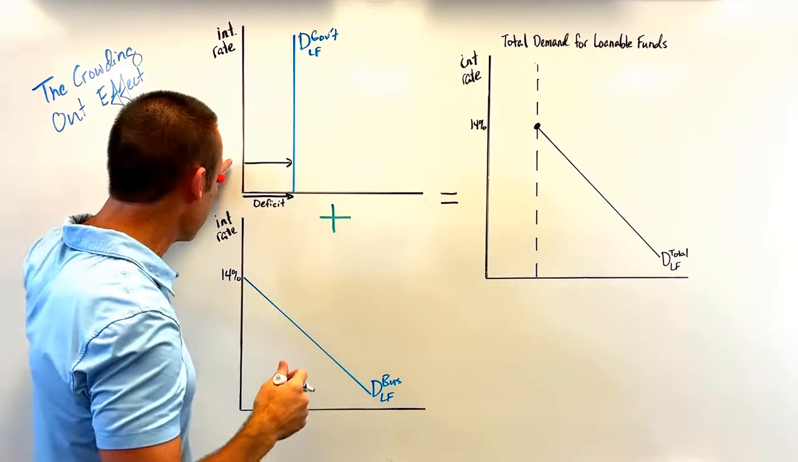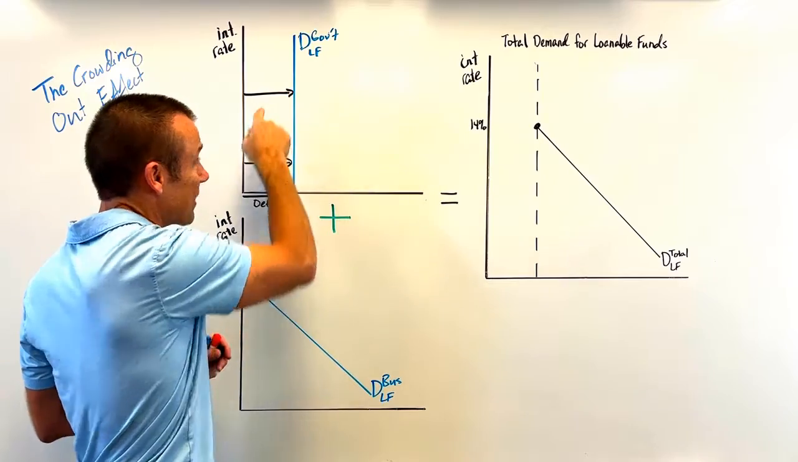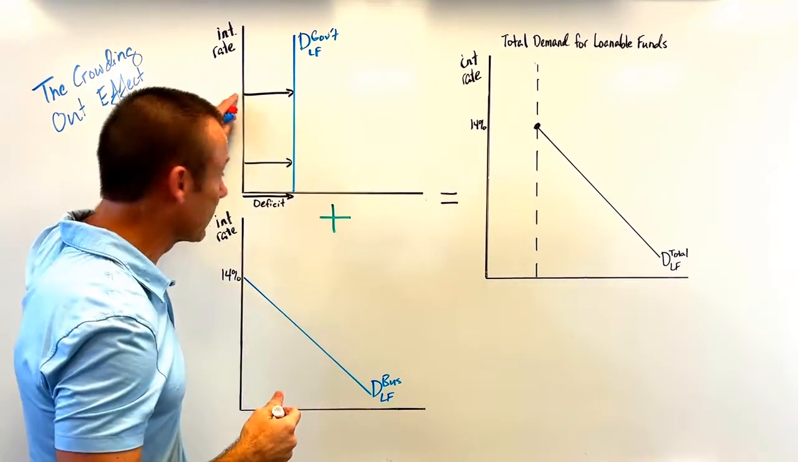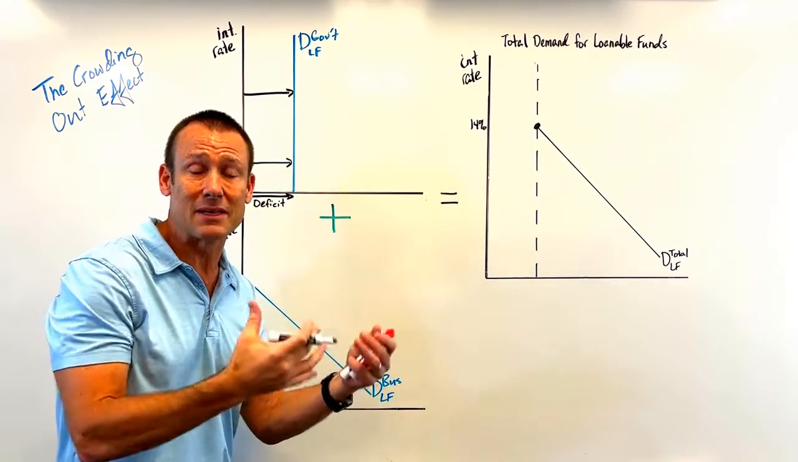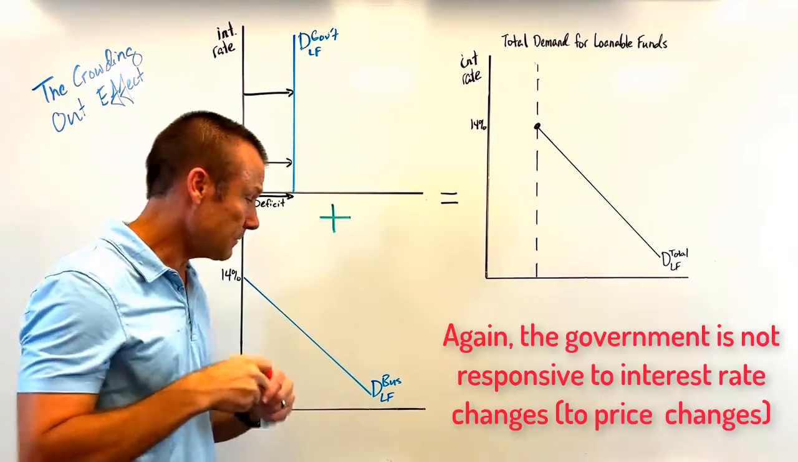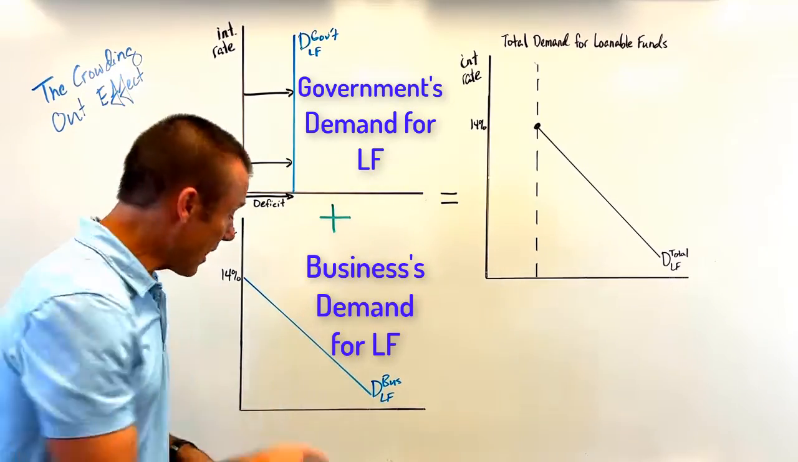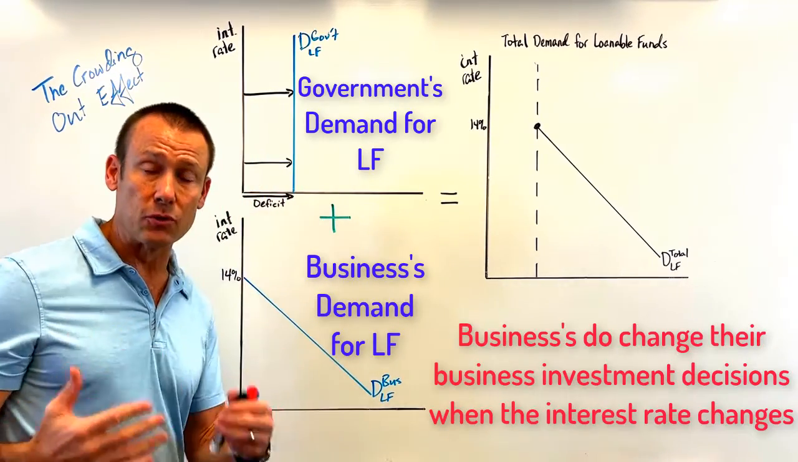That's how much they're going to borrow at an interest rate right there. Guess what? That's the size of the deficit, the same size, right? That's how much they're going to borrow, even if the interest rate goes up. Again, they're not borrowing based on the interest rate. They're borrowing because they have a deficit, okay? Now, businesses, this is the business's demand for loanable funds, they are absolutely sensitive to the interest rate, okay?